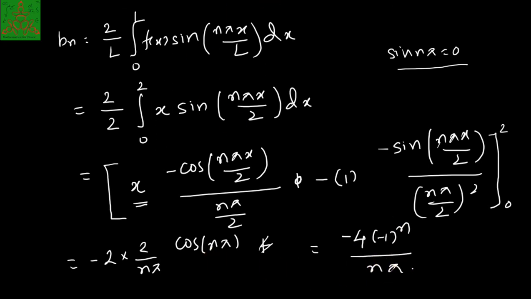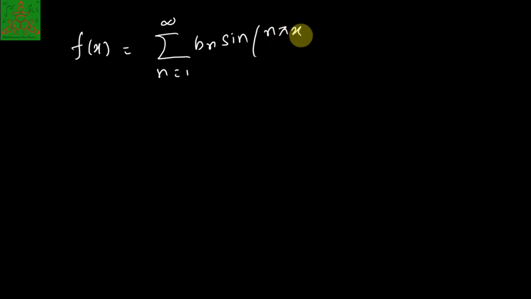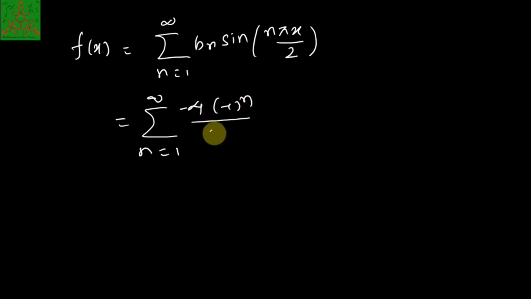Hence the half range Fourier series you will have is summation n running from 1 to infinity b_n sine n pi x by 2. That is, summation n running from 1 to infinity of minus 4 into minus 1 raised to n upon n pi, sine n pi x by 2. This is your required sine Fourier series.